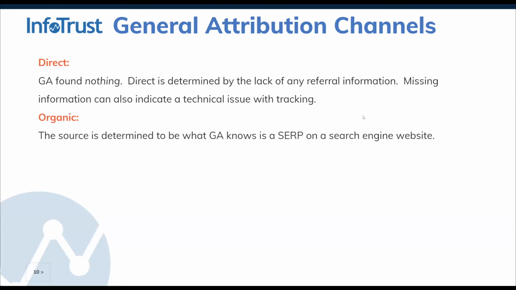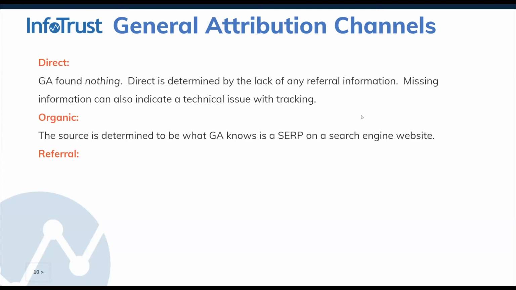I think the next ones are a few of the channels that most of us are familiar with. Organic, for example, this is when Google determines that the user has arrived via a search engine results page. This is where your SEO folks are going to be looking in terms of monitoring their success.